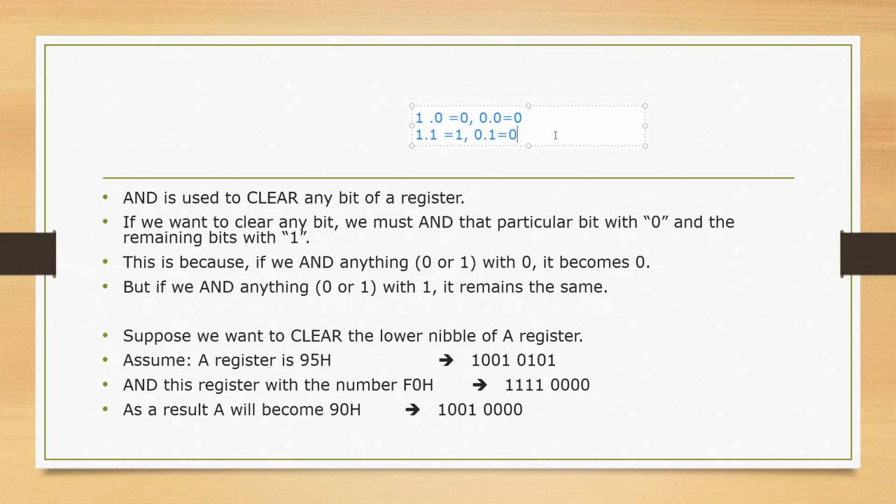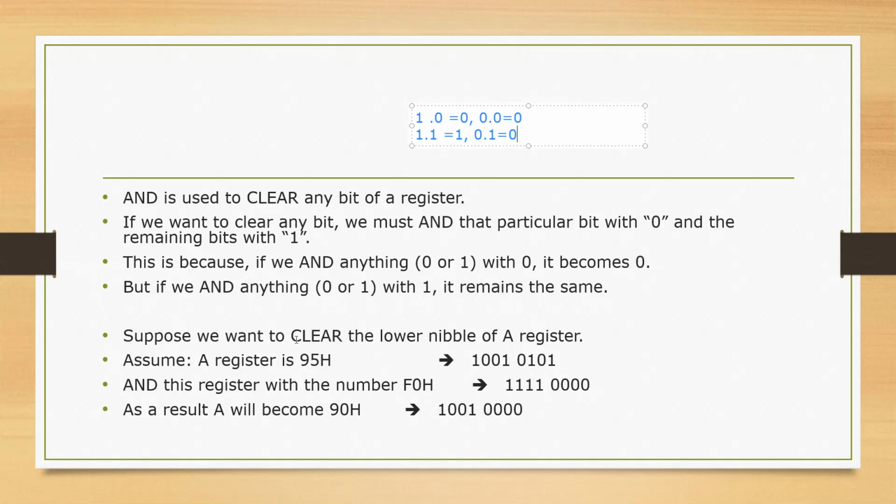So if you want to clear one bit of a register, we can use the AND operation, that is AND that particular bit with 0 and all other bits with 1. You can clear that particular bit alone in that register. This is because if we AND anything, 0 or 1, with 0, it becomes 0. But if we AND anything, 0 or 1, with 1, it remains the same.